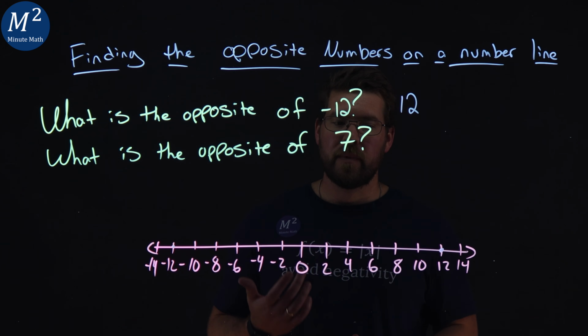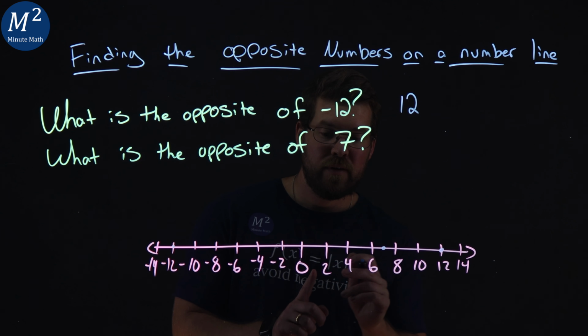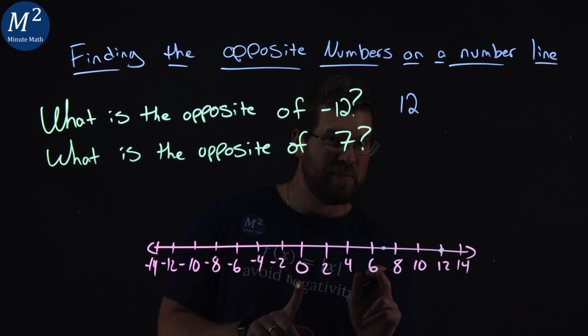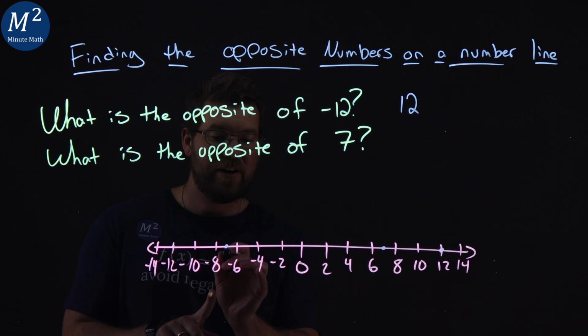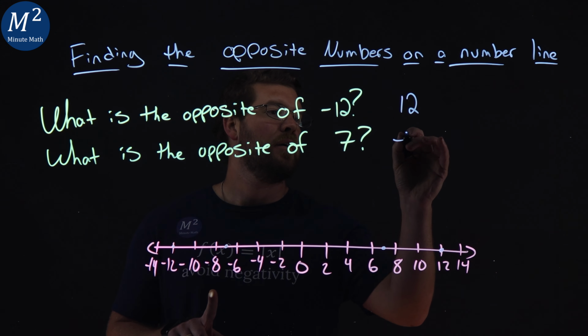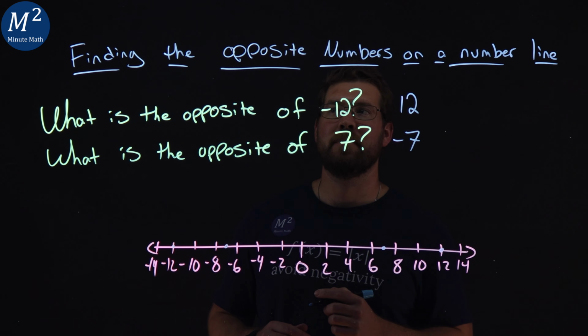Now what about 7? 7 on the number line is right here, and its opposite, well, it's 7 units from 0, so 0 is 7 units, right here at negative 7. So the opposite of 7 is negative 7.